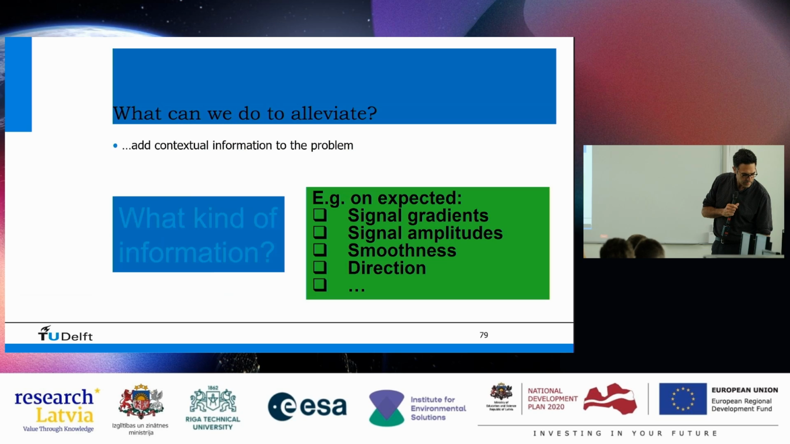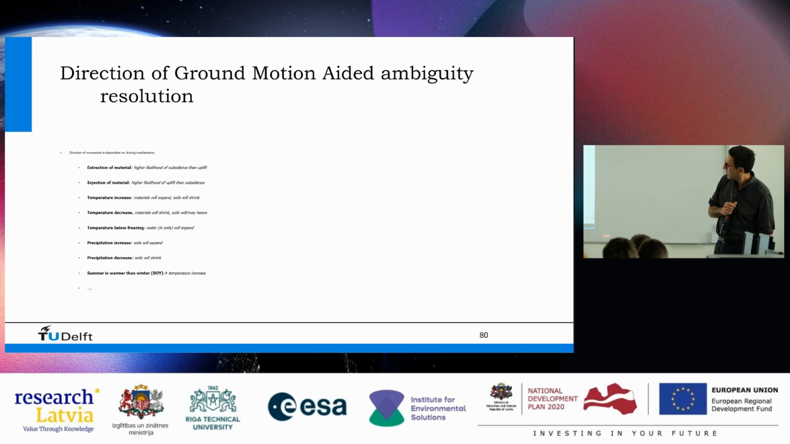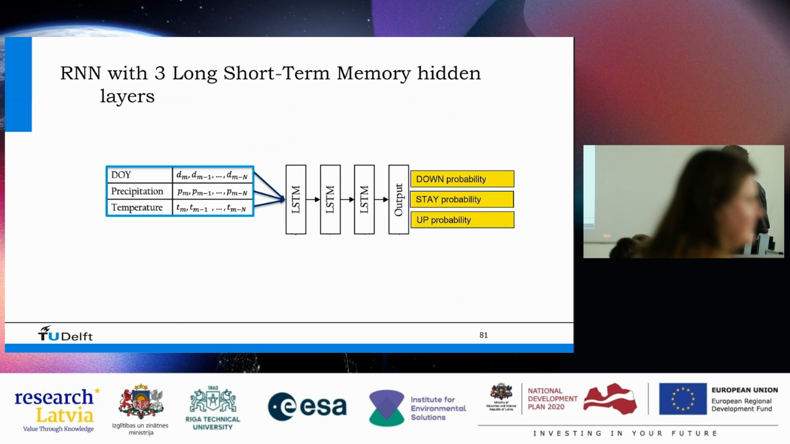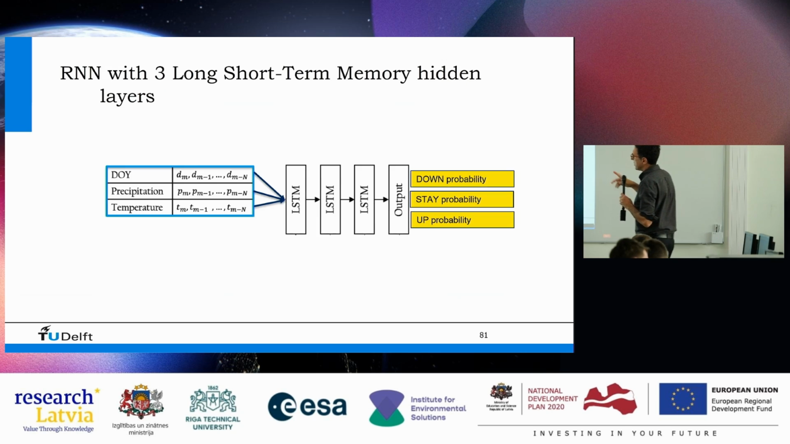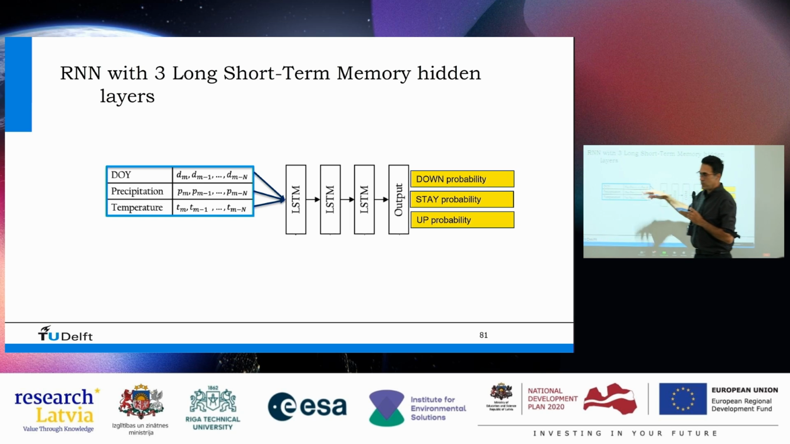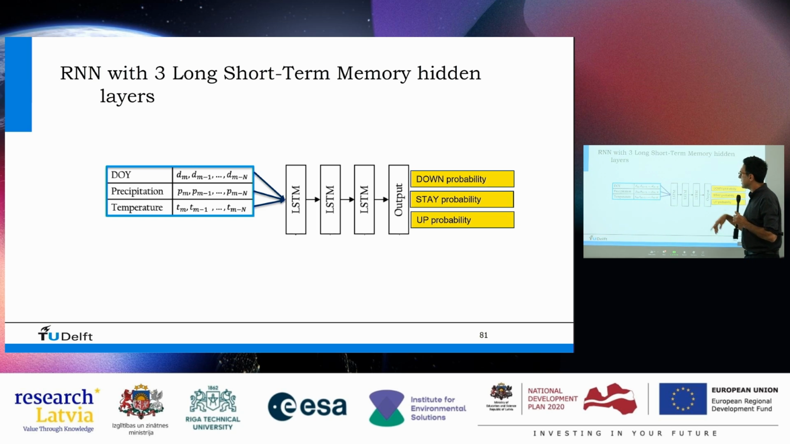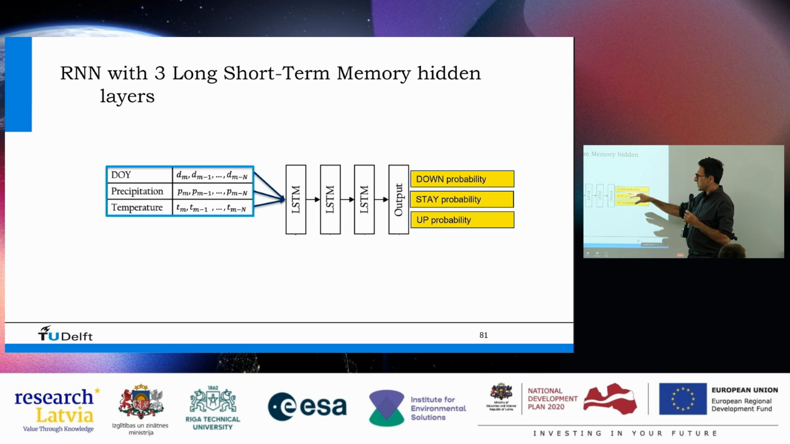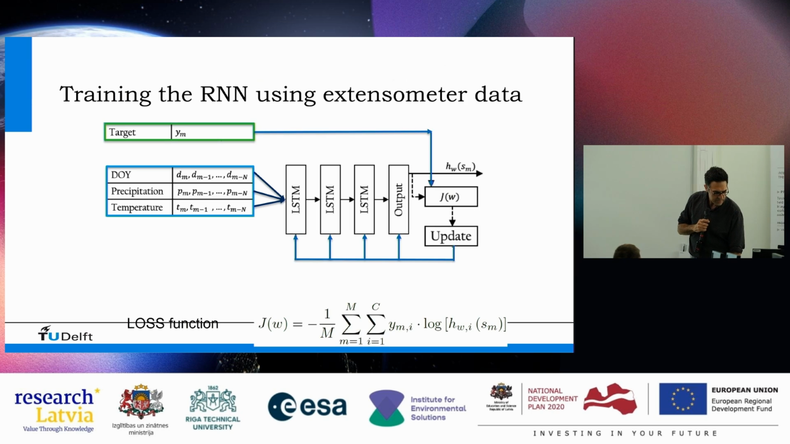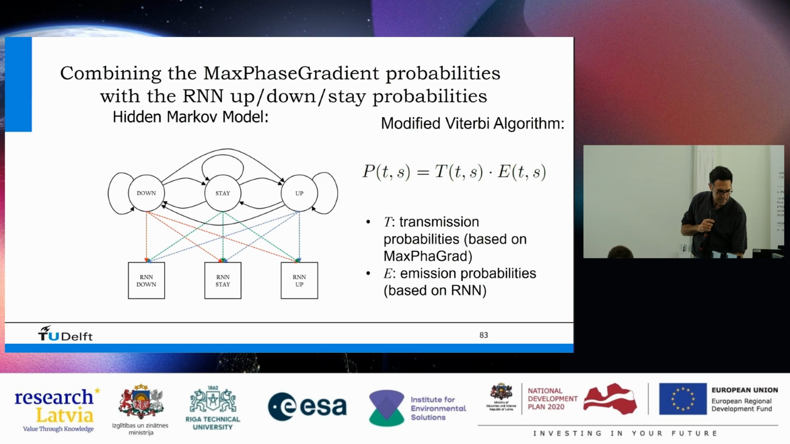recurrent neural network. Let's go over this here. In that recurrent neural network, we use the day of year, so we know what time of the year it is, so we know the season. We have precipitation records, so we know whether it rained or not, and we have temperature records. Then we use this recurrent neural network, and the output of that, I will not discuss the inside of the black box, is the probability of the point going up, the probability of the point going down, and the probability that it stays the same. Now these probabilities we can estimate, and we can train that using the extensometer data.